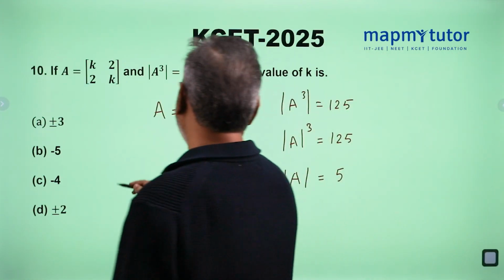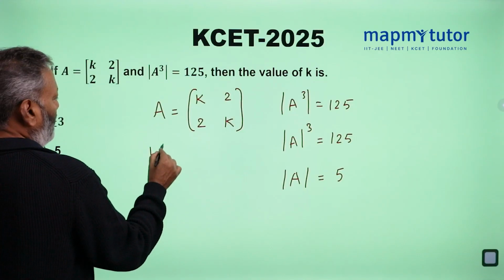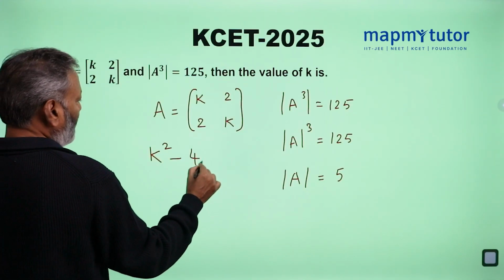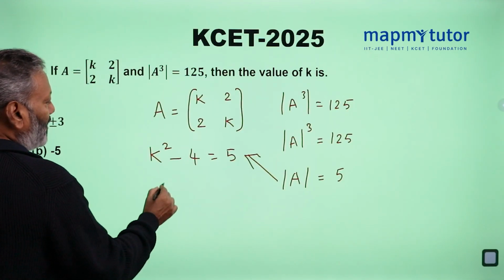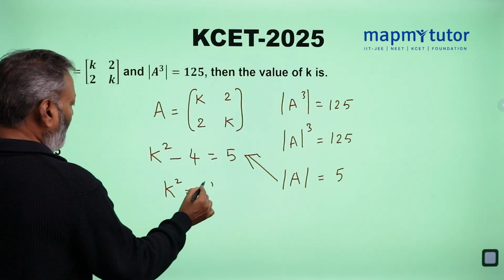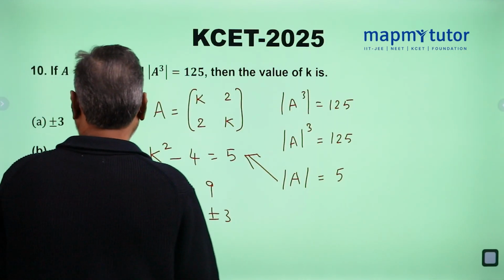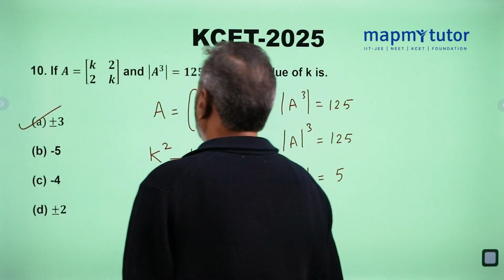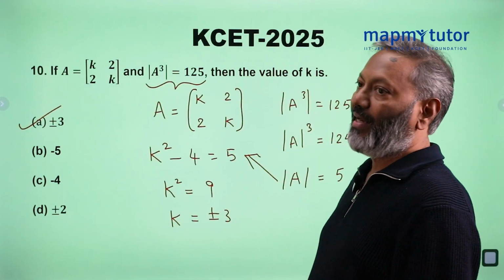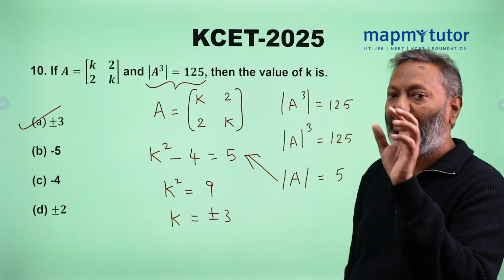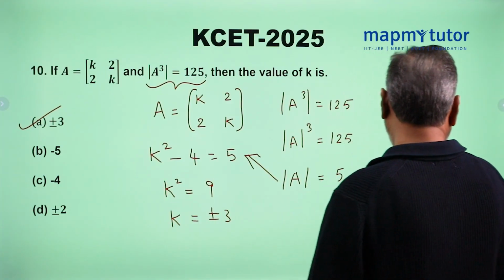Now, coming back to this. If A is K, 2K, what is det A? K into K, that is K square, minus 4 must be equal to 5 according to this condition. So, what is K square? 9. What is K? Plus or minus 3. There it is. Option A. Simple. The only thing is you have to write this properly. Det of A cube is 125. Det of A cube is det A whole cube. Okay? It is a basic property of determinants.